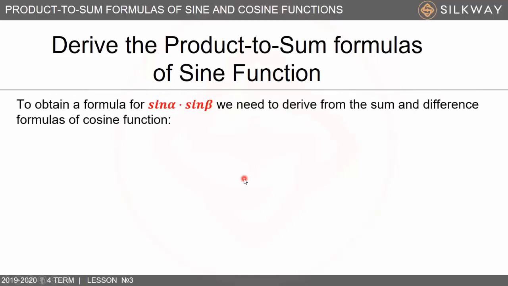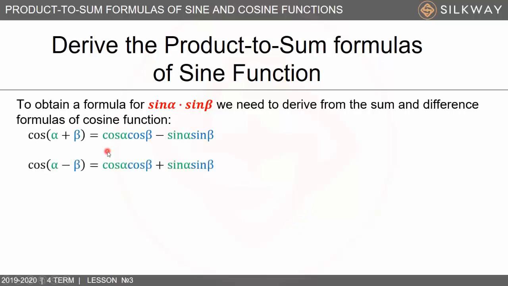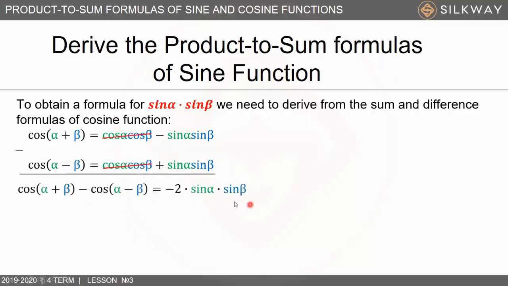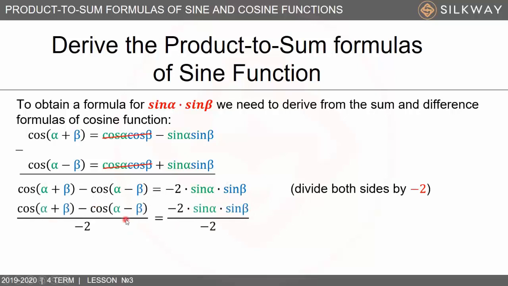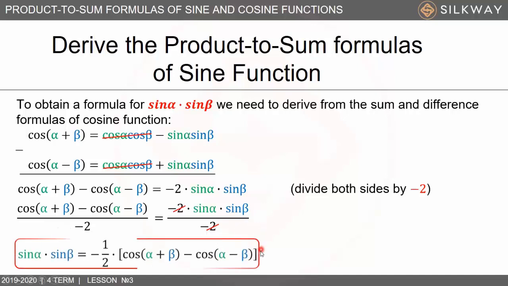To obtain a formula for sine alpha multiplied by sine beta, we need to derive it from the sum and difference formulas of the cosine function. If we subtract these two formulas, we have this one. Cosine alpha multiplied by cosine beta are simplified. Now we divide both sides by -2, and -2 and -2 are simplified, and then this is our new formula. Write this please in your notebooks.